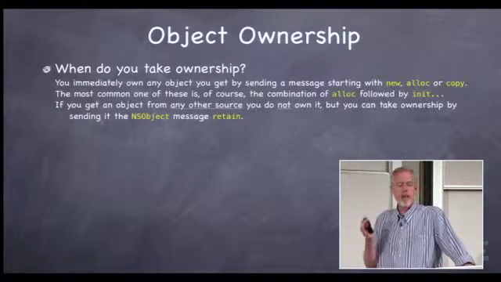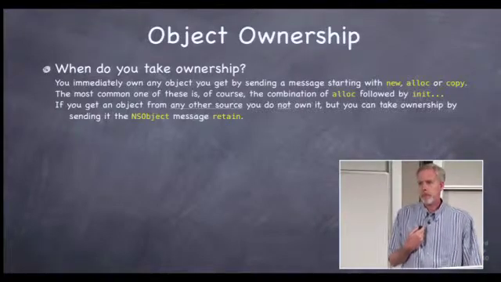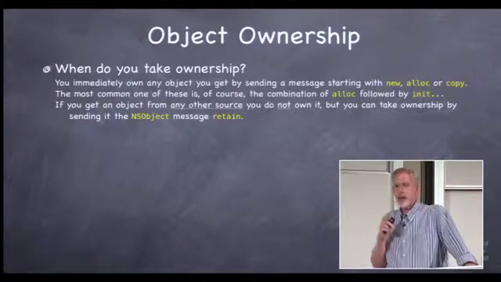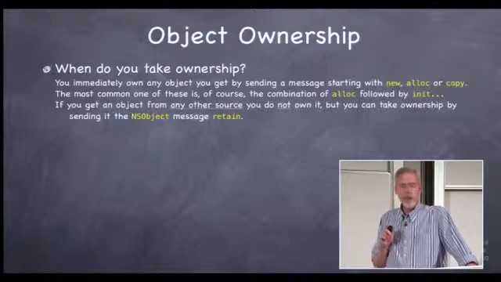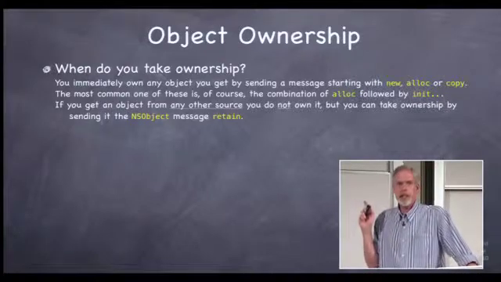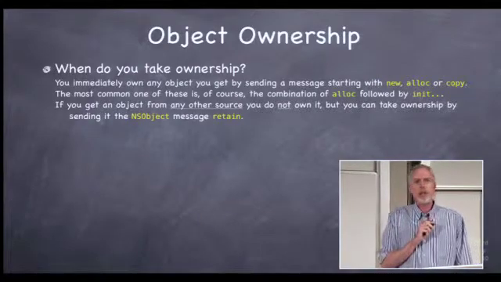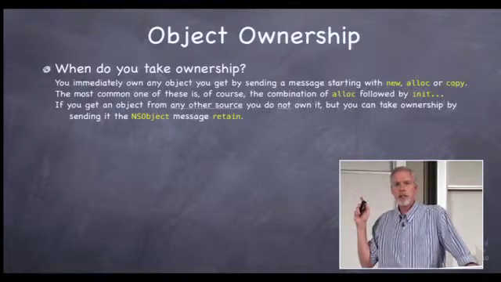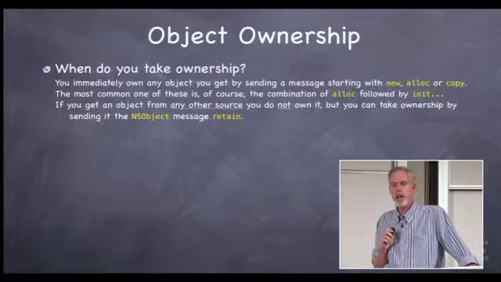When you call a method that starts with one of those magic words, you own the object that comes back to you. So if you get an object anywhere else, not from calling one of these 3 things, then you have to send the message retain to that object if you want to own it. And that's pretty much it. If you call one of these 3 magic starting word methods, you own the object, or if you send the message retain to an object, you own it.